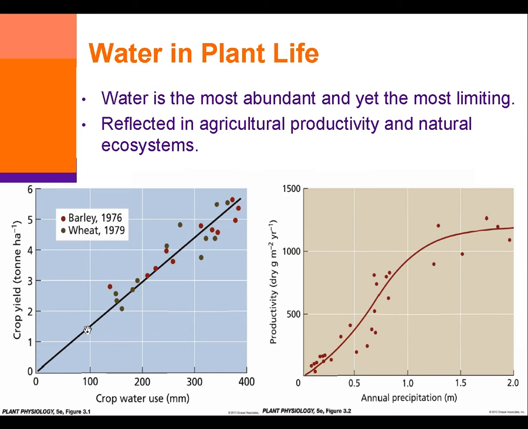As the soil gets saturated with water, here represented by precipitation over about a metre per year, we see that plants can't actually make use of this extra water because they're physically at their maximum production, and so production levels out.